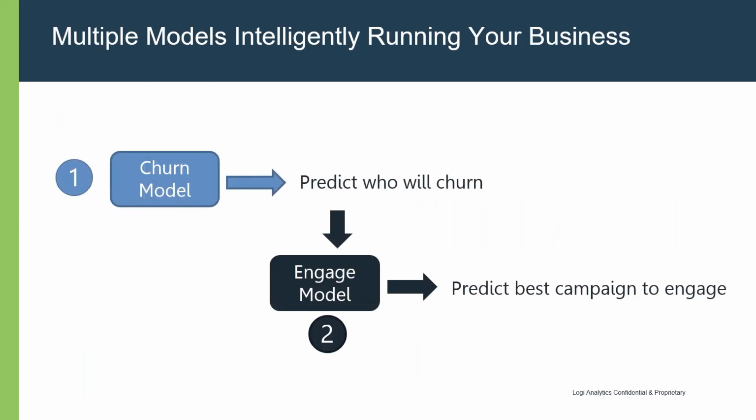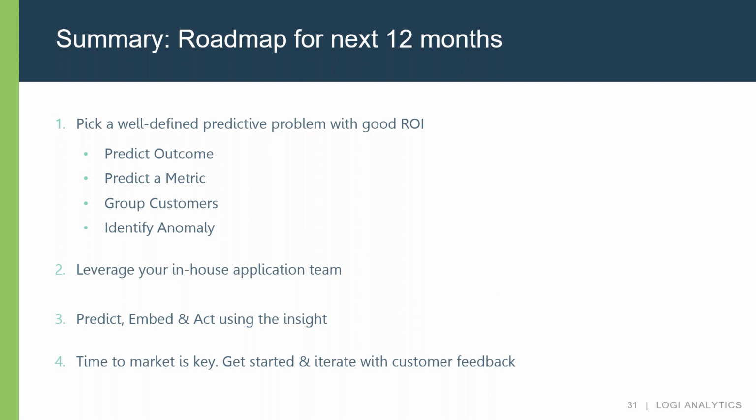In that context, I wanted you to keep in mind that it doesn't have to be one model. One model could be to predict who will default or who will churn. The second model could be to predict what is the best time to call them, what is the best action to take. In other words, what we are seeing is customers using multiple models to run the entire business to make it a very intelligent enterprise. Having said that, I'll quickly summarize and then we can take questions.